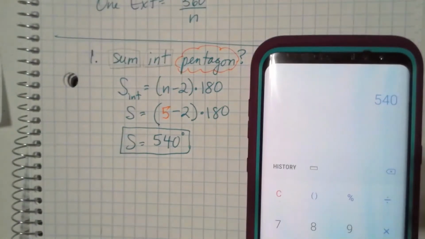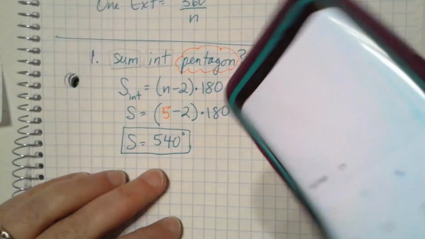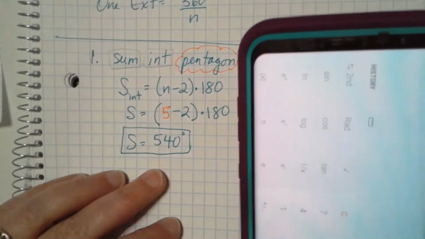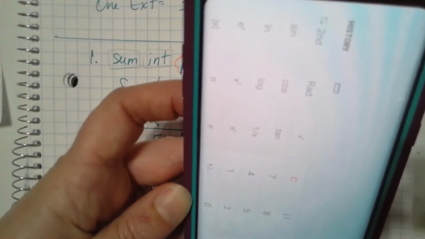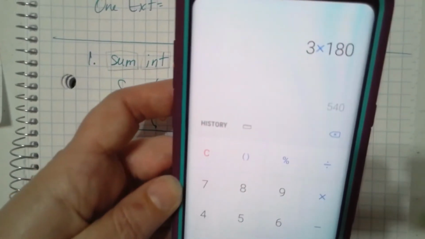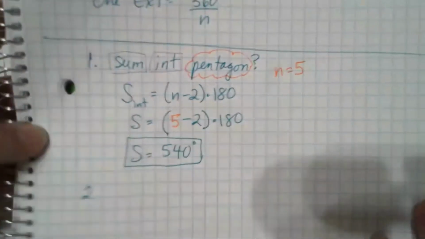Okay, if you don't have a calculator that has the parentheses, you can turn it sideways and it should still be there. Or you could do 5 minus 2 in your head because you're smart like that, and you could just do 5 minus 2 is 3. 3 times 180 gives us 540. Okay, but make sure you are using a calculator of some sort.